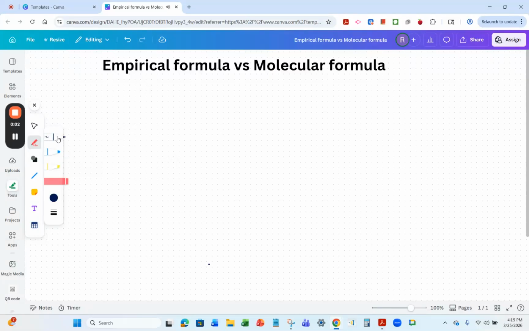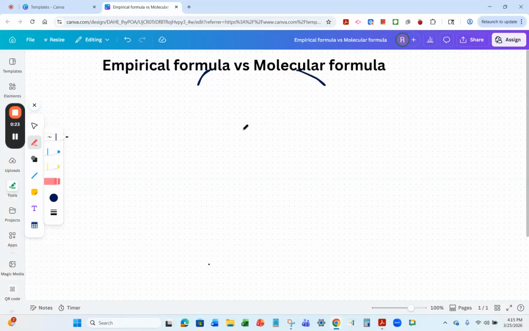Hello everyone. Today I'm gonna give you a very simple overview. What is empirical formula and molecular formula? First, we should know the difference between these two. Then only we will be able to determine how to find the empirical formula.